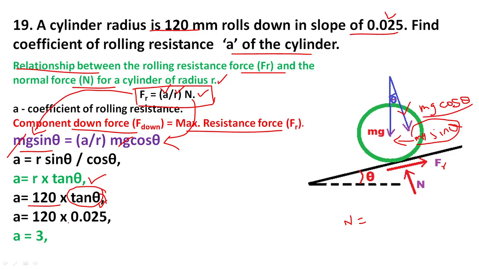So 120 into 0.025 gives A. The coefficient of rolling resistance A is equal to 3. Thank you.